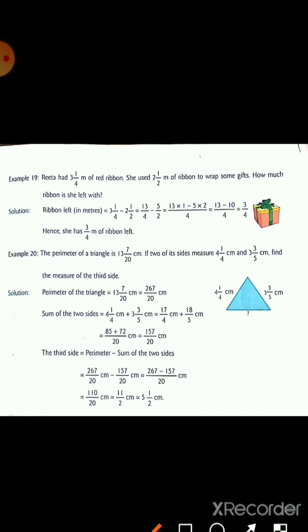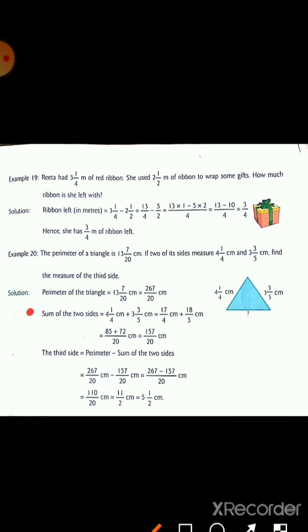First, how much did she have? She had 3 1/4 meter of red ribbon. Out of that, she only used 2 1/2 meter of ribbon. How much is left? If we subtract, we will get how much is left, because we already know how much she had in total and how much she used. So we subtract 3 1/4 minus 2 1/2. We know that to subtract mixed fractions, first we have to convert them into improper fractions. How?